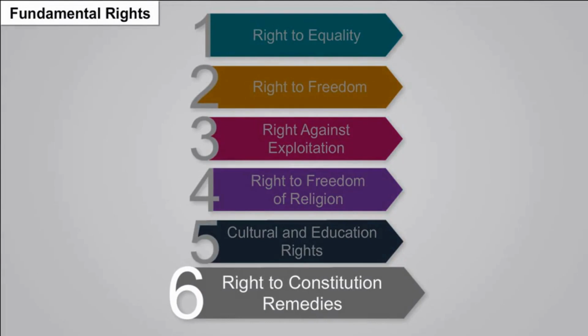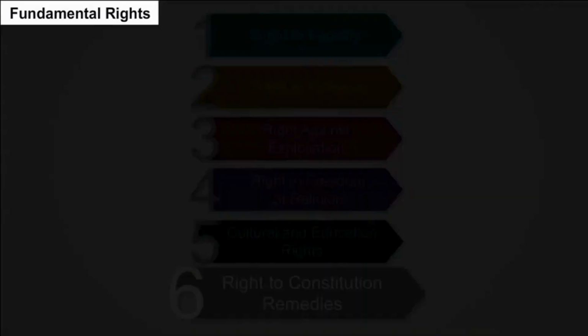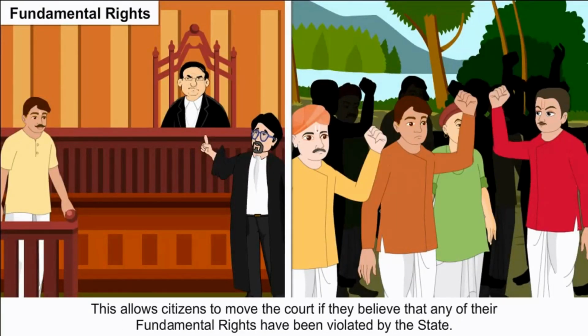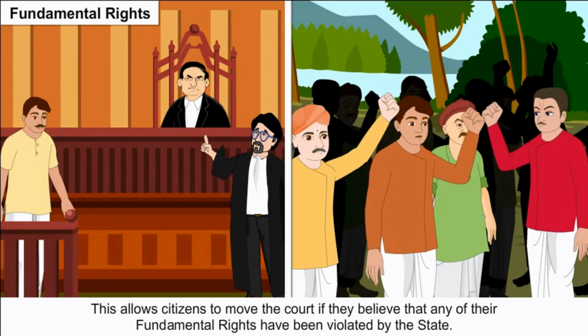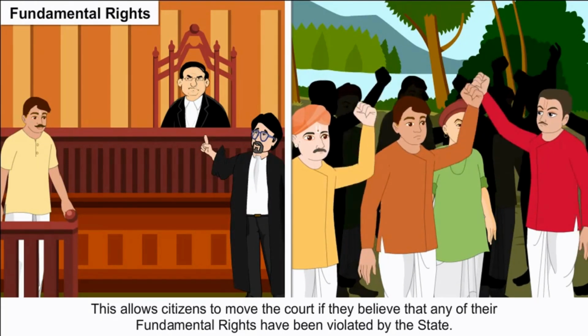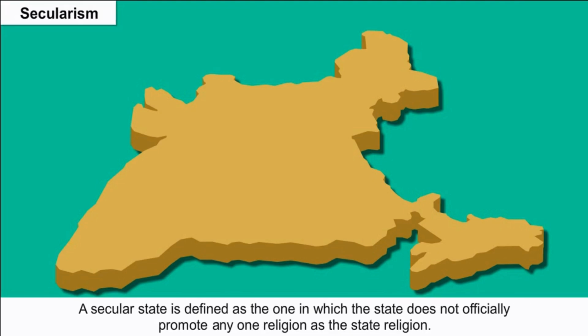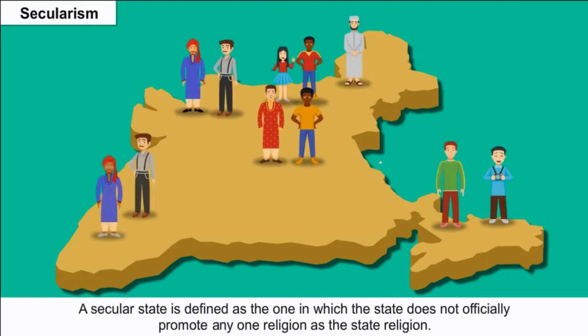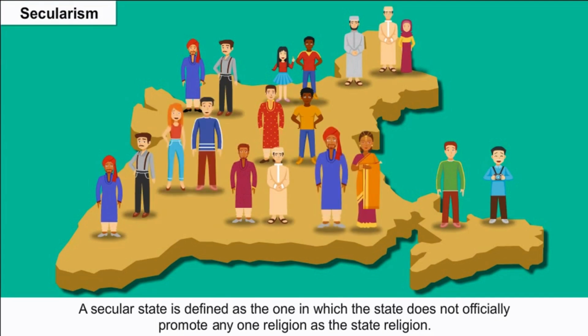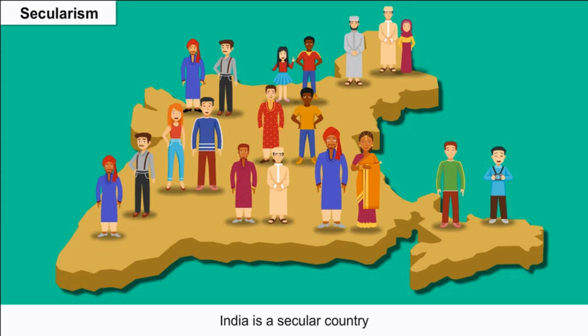6. Right to constitutional remedies. This allows citizens to move the court if they believe that any of their fundamental rights have been violated by the state. Secularism. A secular state is defined as one in which the state does not officially promote any one religion as the state religion. Example: India is a secular country.